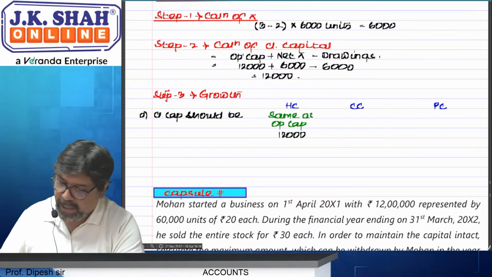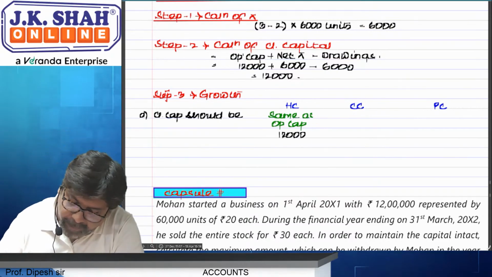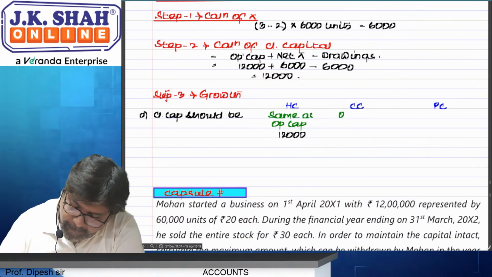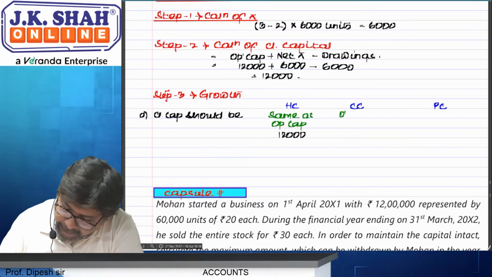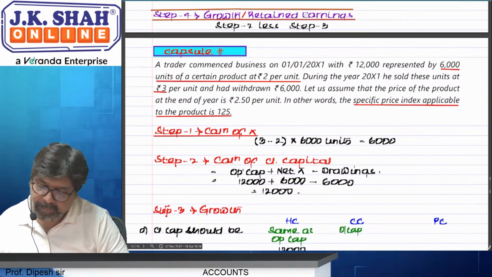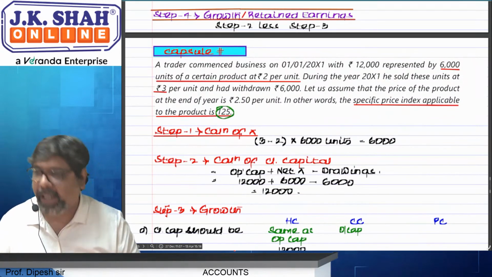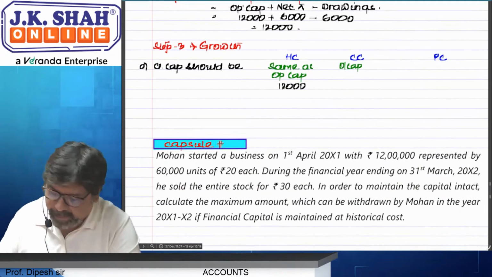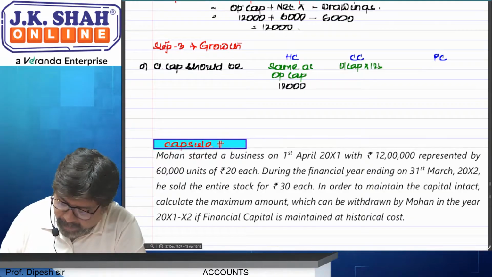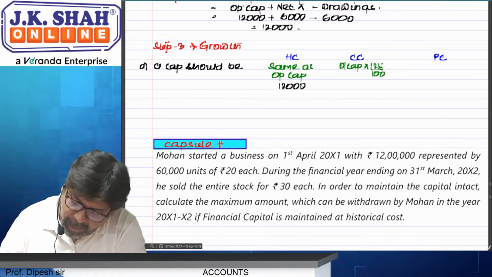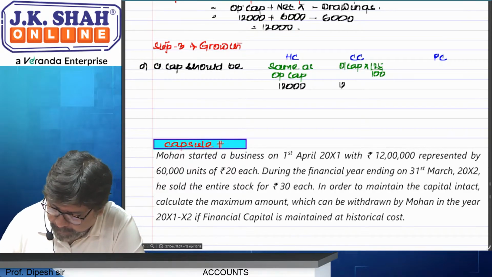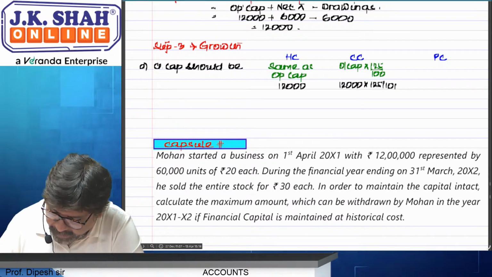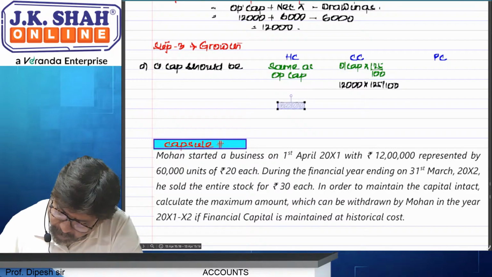Correct? At current cost, chartered, closing capital should be the opening capital into change in index. From 100 it has become how much? 125. From 100 it has become 125. So what will you do? Opening capital into 125 divided by 100. How much does it come to?